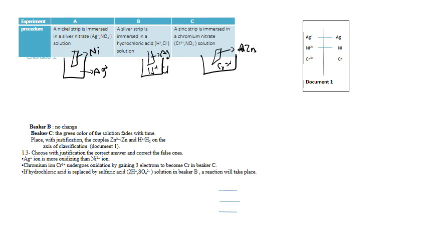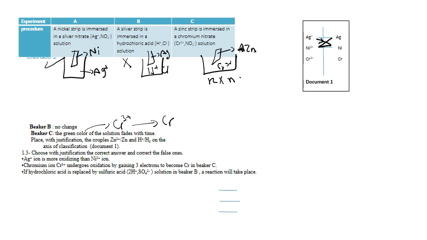Do we have a reaction in experiment A? According to this electrochemical classification, Ag+ is the ion that can react with Ni according to the gamma rule. So a reaction can take place in beaker A. For beakers B and C, observations were given. In beaker B, we don't have any change, so no reaction can take place. But in beaker C, the green color of the solution fades with time. The green color is the color of Cr3+ ions in it. Since this green color is fading with time, Cr3+ is becoming Cr, so a reaction can take place.